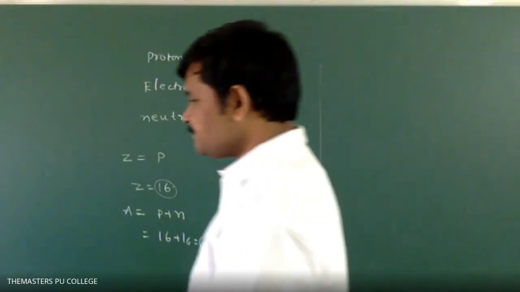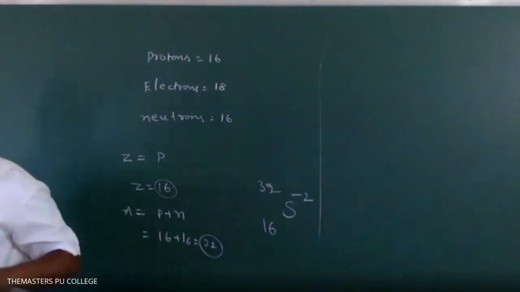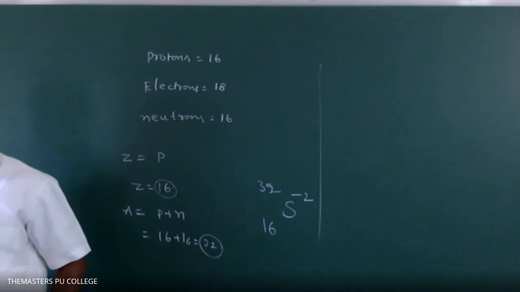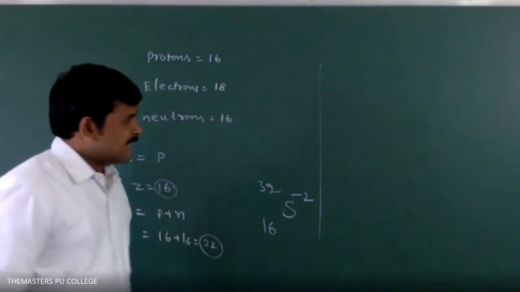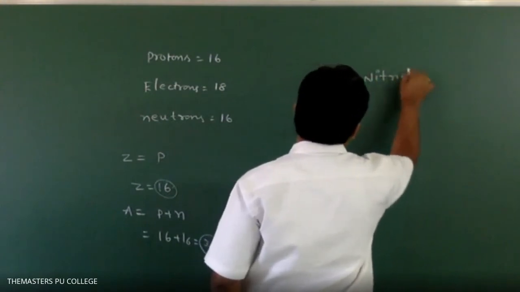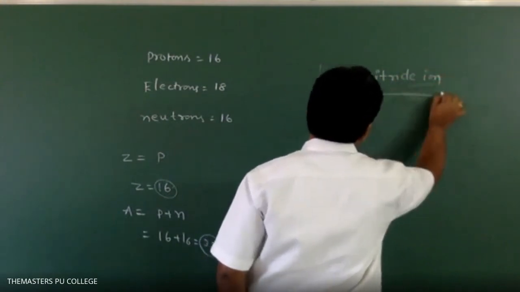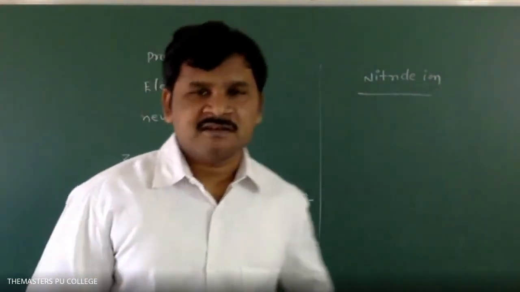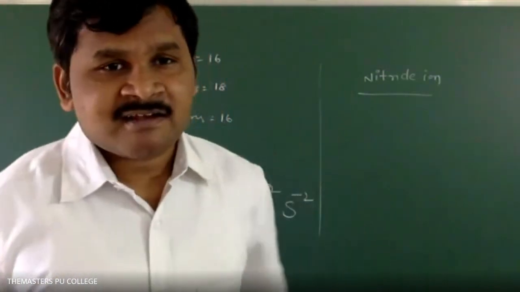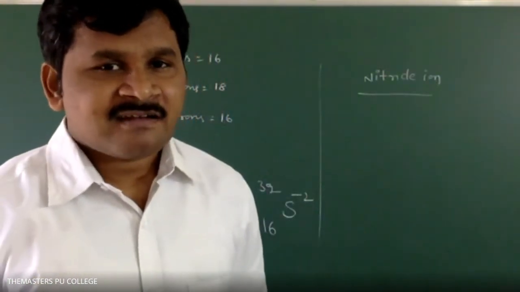Next, last question. Calculate the number of protons, neutrons and electrons in nitride ion. What is nitride ion? N minus 3, sir.